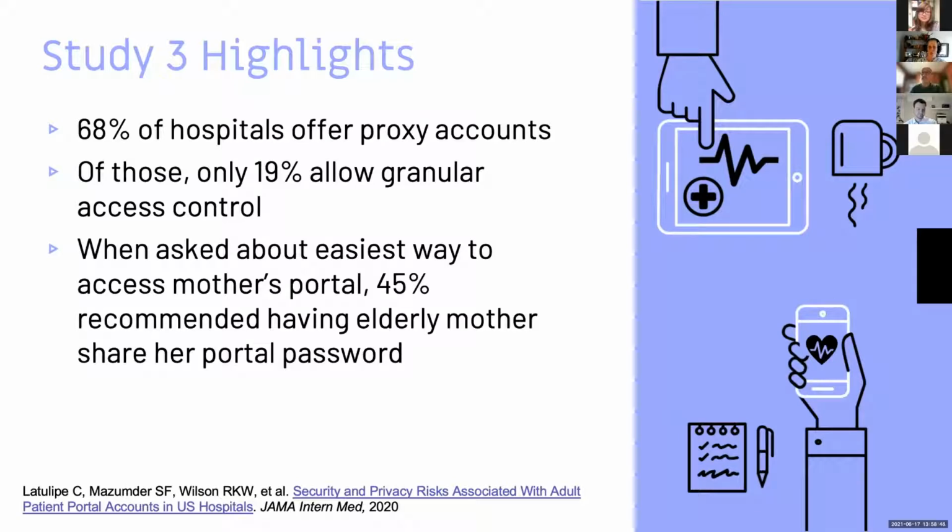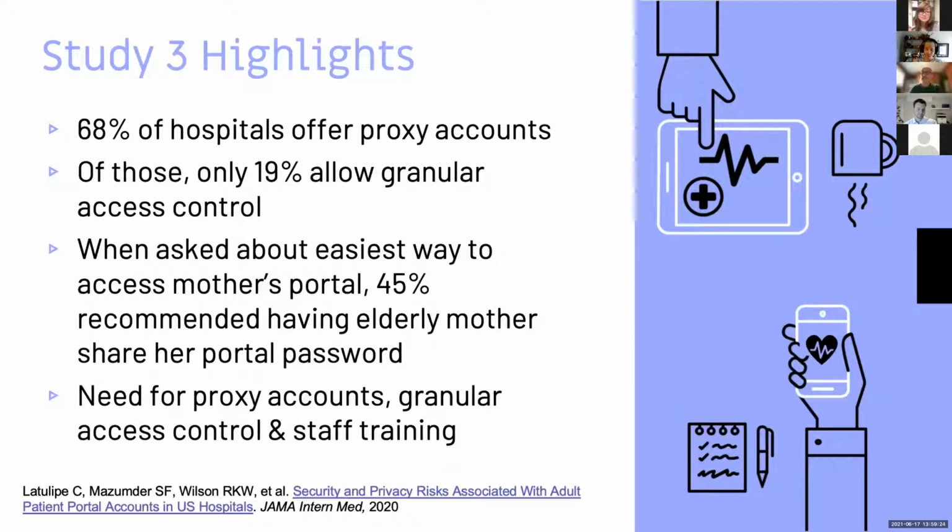But the most problematic part of this study, the most troubling result, was that when we asked the hospital IT staff, what's the easiest way for me to access my mother's portal, 45% of the people that we talked to recommended having my elderly mother share her password with me. So, and this is IT staff, so they should know better. And so in some cases, this was because the hospital didn't offer proxy accounts, but this happened obviously in cases where the hospital did have proxy accounts too. And the IT staff person still suggested that it's just easier if the mother shares her password. So this is really highly problematic.